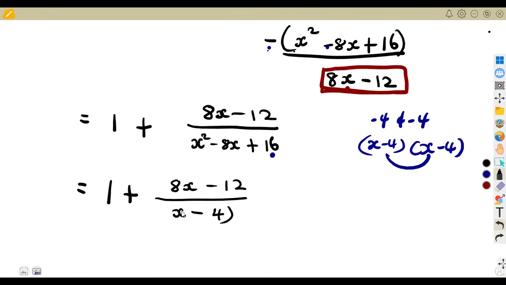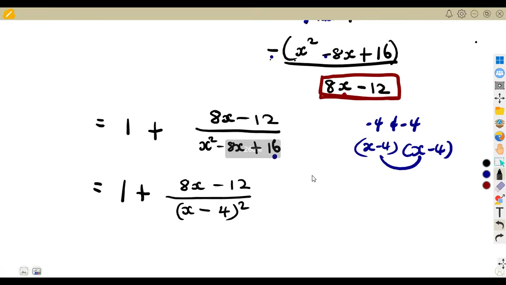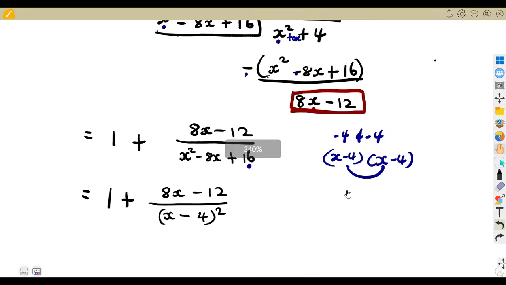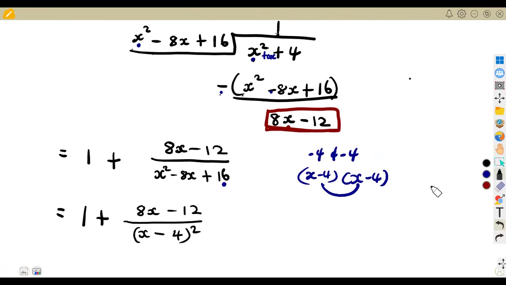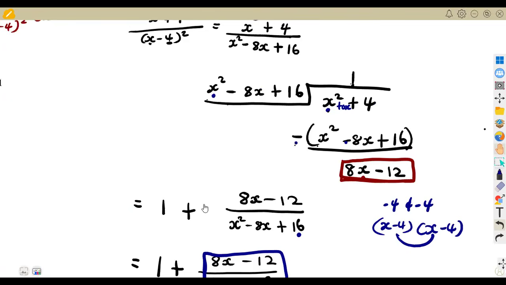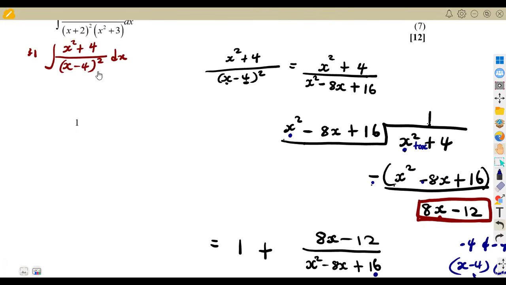squared. So this is going to be (x - 4) squared, right? Because we've got two brackets that are the same that we are multiplying. So this is your remainder part here simplified. We are now going to take this and express it into partial fractions. That is the whole idea of your question. So we had this, but we had to simplify and divide, right?